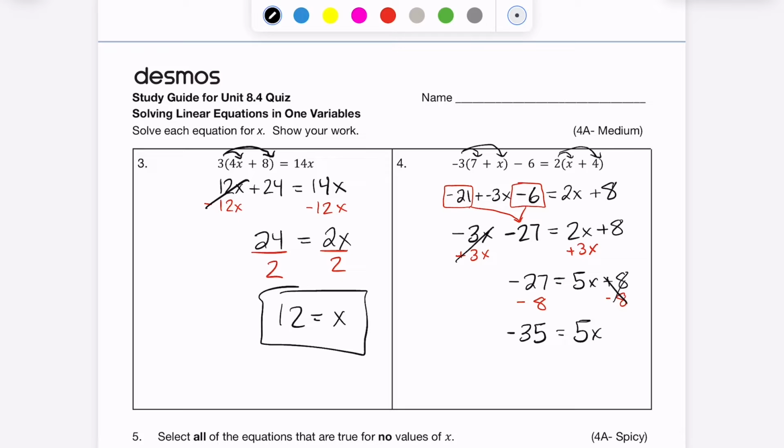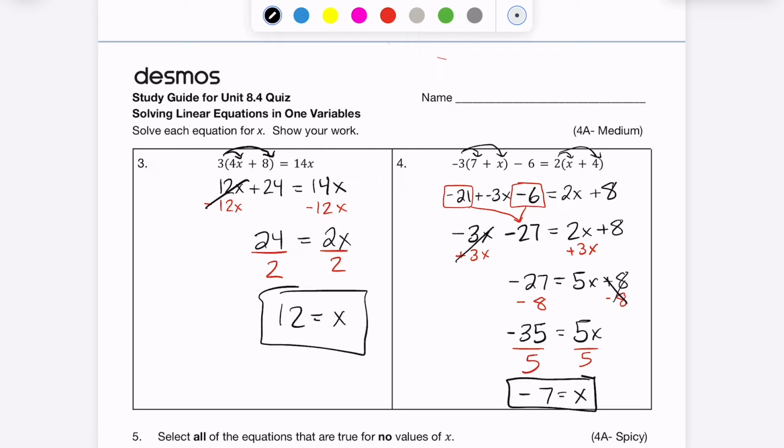Remember, you want to take your time, use a calculator if you need to do that minus 27 minus 8. People just make a lot of mistakes on that. And I don't want you to get the question wrong because of a negative error. Okay, and then finally we can divide both sides by 5, and we'll get x is negative 7.